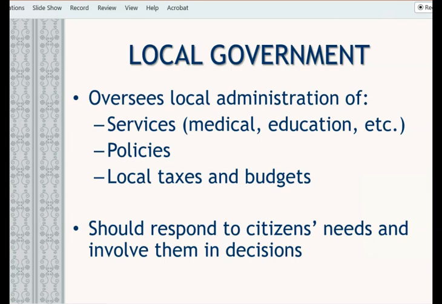And then in the localized government, they deal with all the various aspects of education and medical attention and various local policies and local taxes and laws and budgets. So they more directly are involved with citizens, and this is where citizens more directly are involved in the political system, where you directly can go to your city council meeting and talk about various issues that are of concern to you or groups of people and be able to have those conversations.